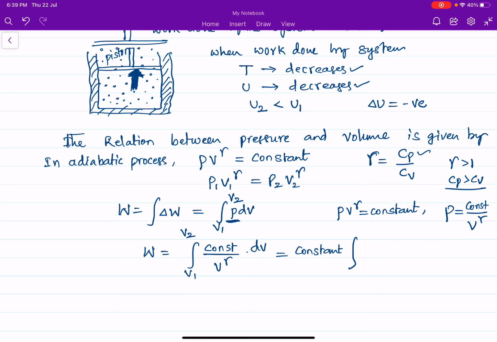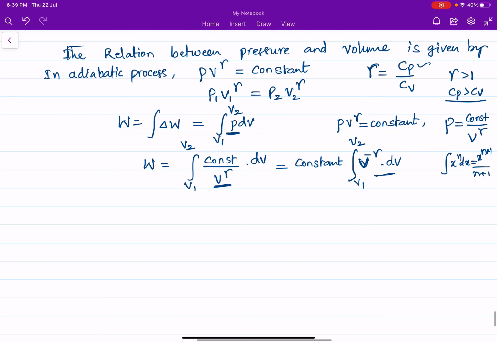Integral 1 by V power gamma, I am rewriting it as V power minus gamma. When this denominator comes to the numerator, it will become V power minus gamma into dV, and the limits are from V1 to V2. We know that integral x to the power of n dx is nothing but x to the power of n plus 1 by n plus 1.